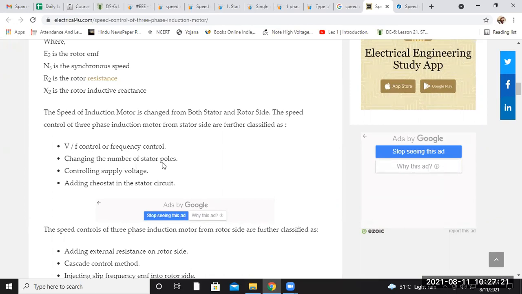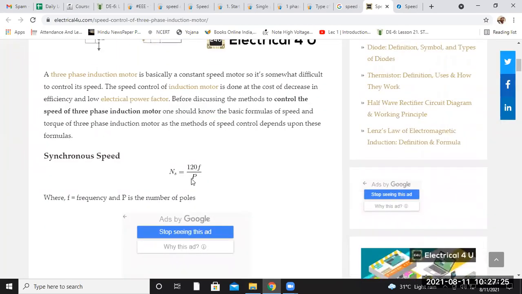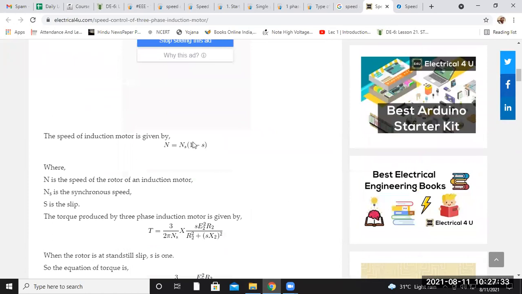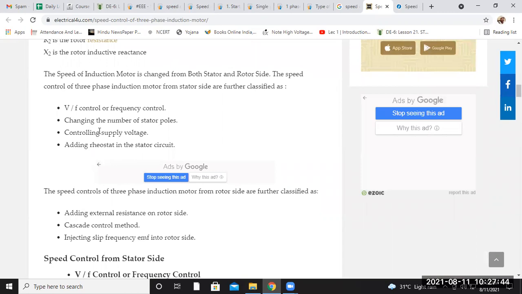Second one is changing the number of stator poles. This is the pole. If you change the number of poles, you can vary the value of synchronous speed. And if the synchronous speed can vary, you can vary the rotor speed also. And if the value of Ns can vary, the torque can be varied, and accordingly the speed can be controlled.